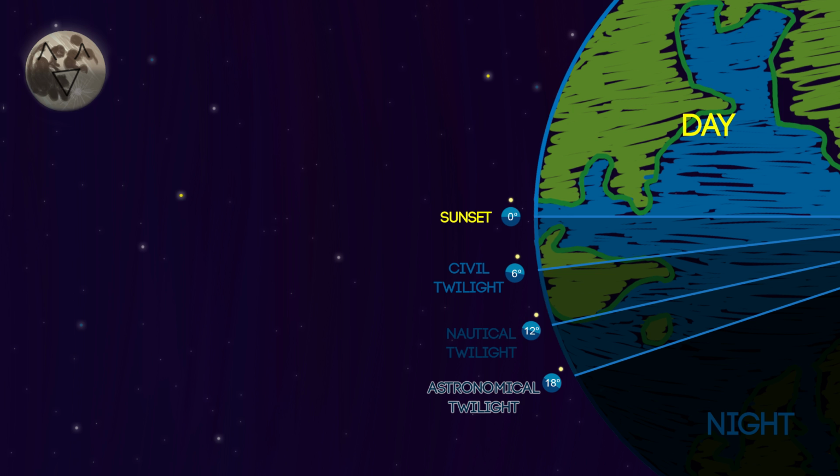Astronomical twilight is when the sun is between 12 and 18 degrees below the horizon. This is when it is now dark enough for nighttime astronomy and when surveying the night skies can take place. But the sky can still get darker at this stage.